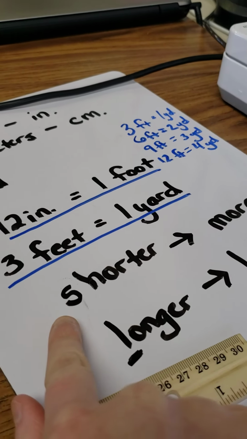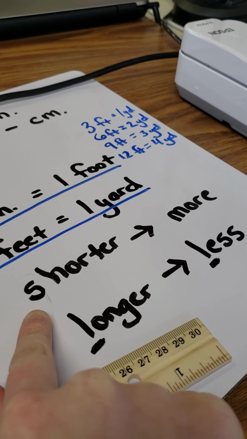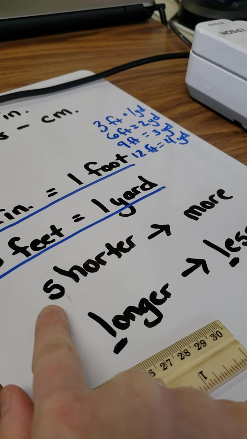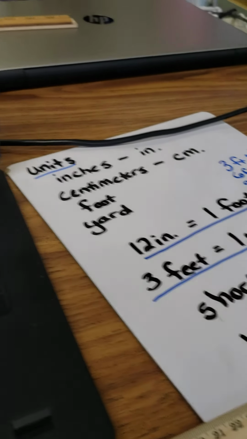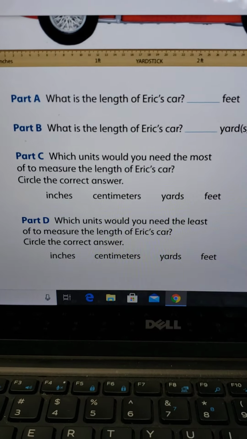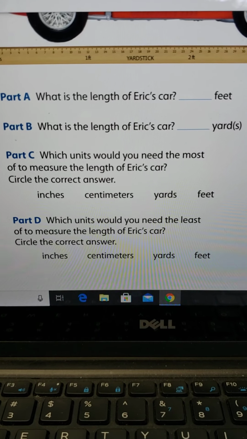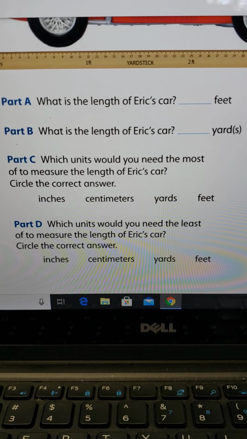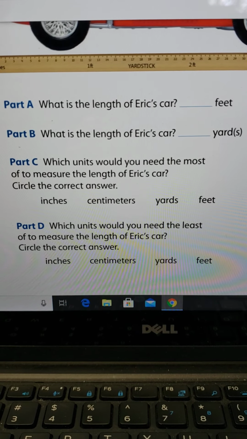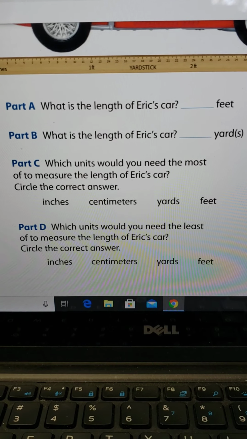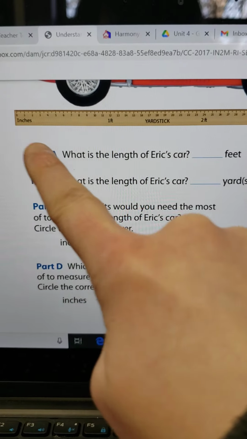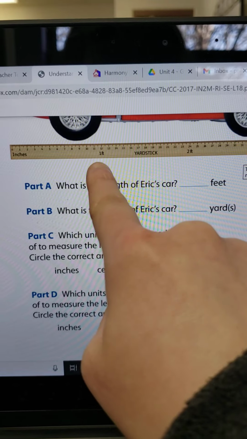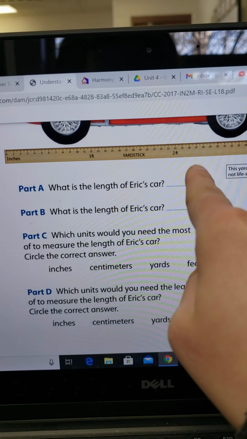I know the shorter that something is, the more I'm going to need to measure how long something is. So the shorter it is, the more I need. Which one of these units is the shortest? Is it inches? Centimeters, yards, or feet? Which one is the shortest? A yard would be this whole yardstick. Feet, I see 1 whole foot, 2 whole feet, 3 whole feet.